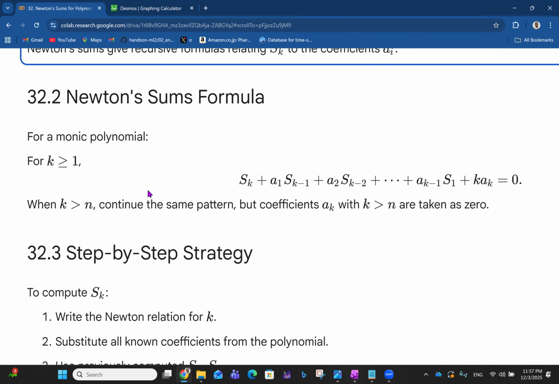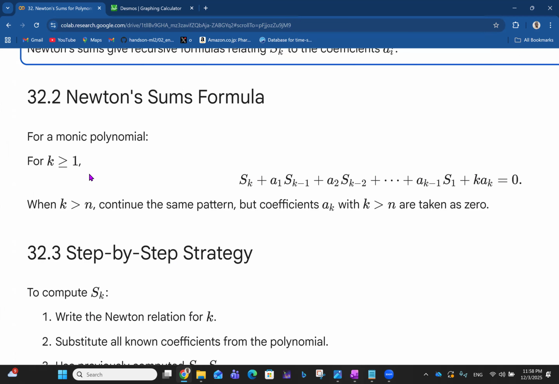So for k greater than or equal to 1 now, we have Sk plus a1 S(k minus 1) plus a2 S(k minus 2) plus all of this up to a(k minus 1) S1 plus k ak equals 0. So this is the Newton sum formula. So with this, we can do whatever we need to do. All you just need to do is to establish the value of k.